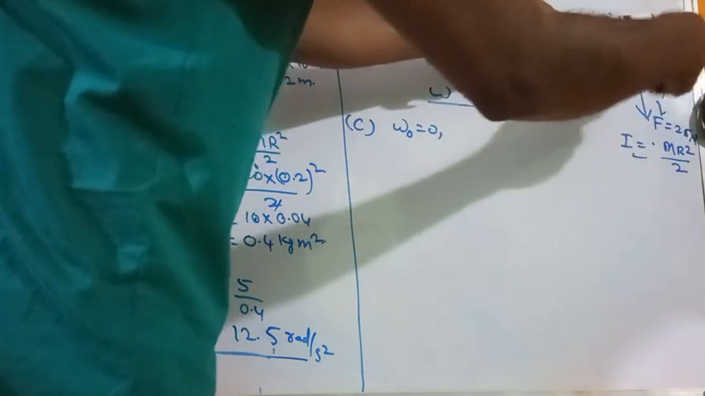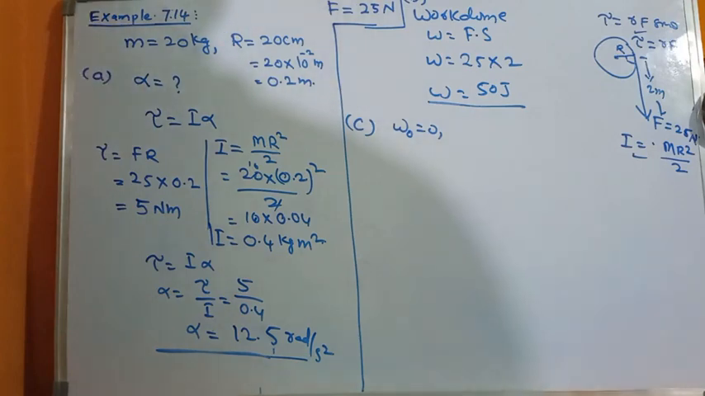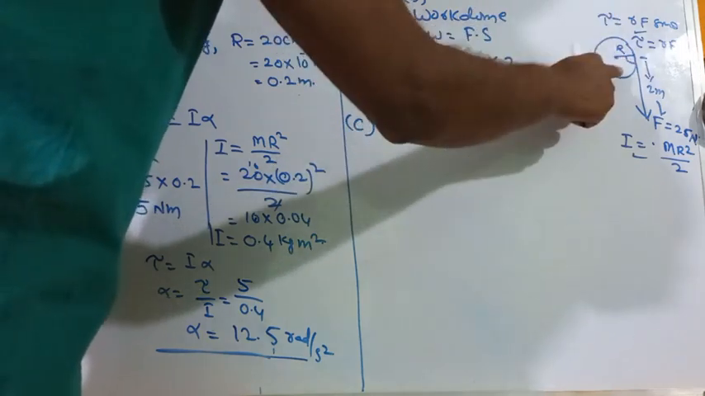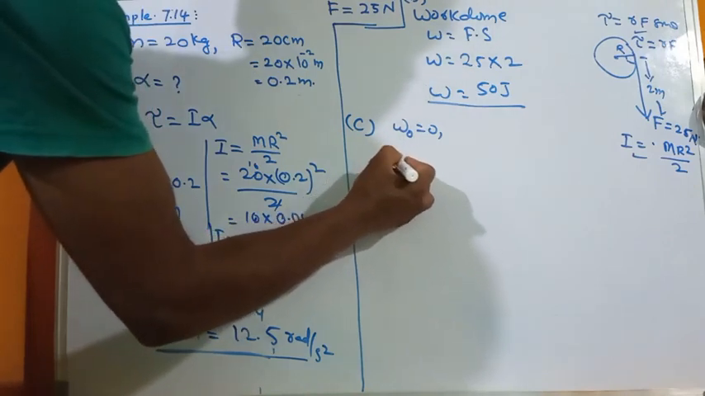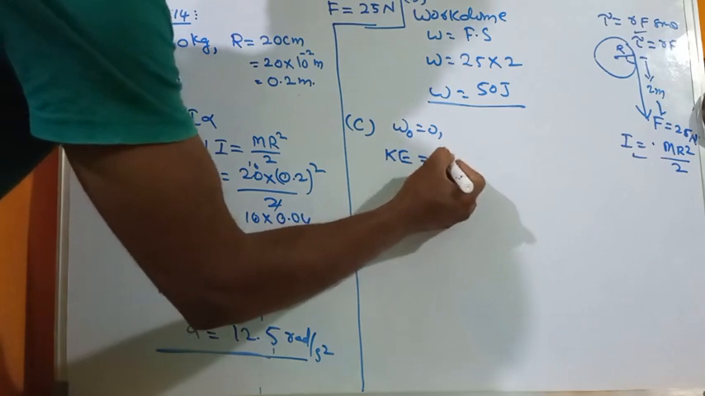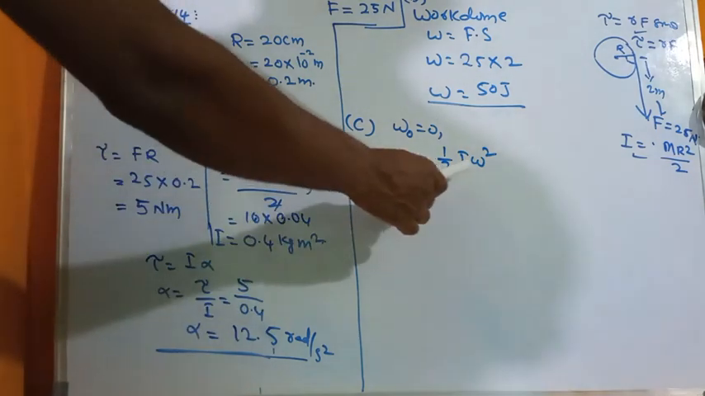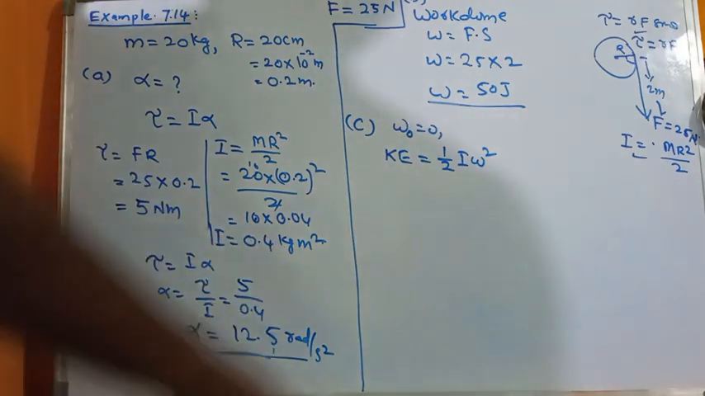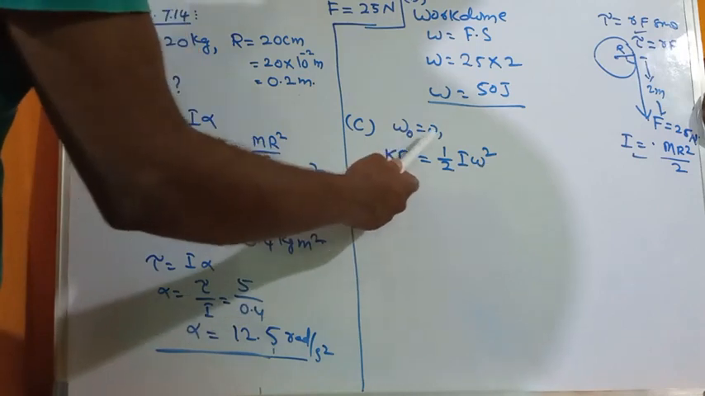Then after pushing it by this force, it is rotating about the axle. While it is rotating, it has some angular velocity. When it has angular velocity, it also has kinetic energy, that is kinetic energy of rotational motion, half into I into omega square. I we already calculated, that is 0.4 kg meter square. Now we have to find out the omega. This is the final omega, because initially it is at rest.